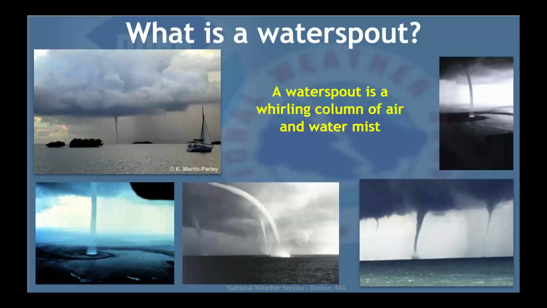All right, so what is a waterspout? You probably already know what that is, but just for completeness' sake, here are some pictures. Basically, it's pretty simple. A waterspout is just a whirling column of air and water mist that becomes visible, coming down from a cloud or rising up towards a cloud. And we'll talk about why some form differently than others during the talk tonight. They come in all different shapes and sizes, and opaqueness, or some translucent.